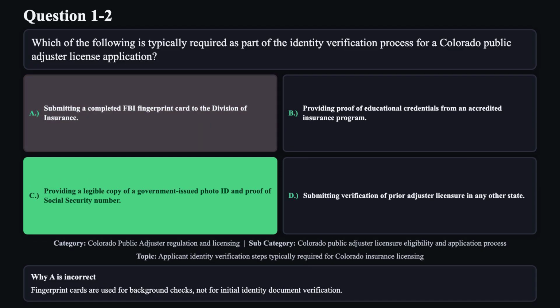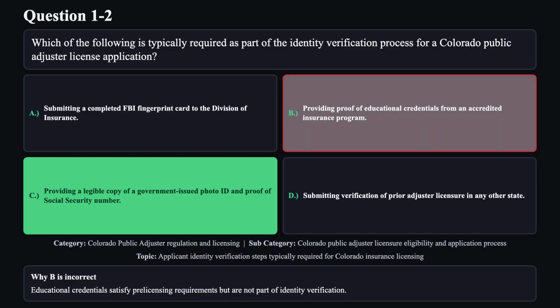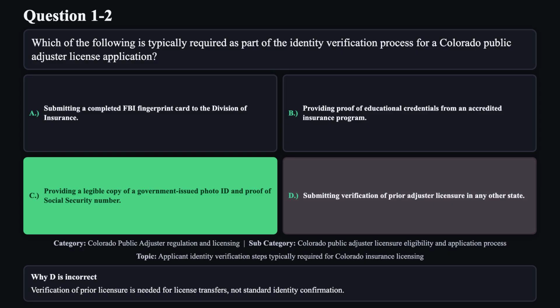Fingerprint cards are used for background checks, not for initial identity document verification. Reason B is not correct. Educational credentials satisfy pre-licensing requirements but are not part of identity verification. Reason D is not correct. Verification of prior licensure is needed for license transfers, not standard identity confirmation.